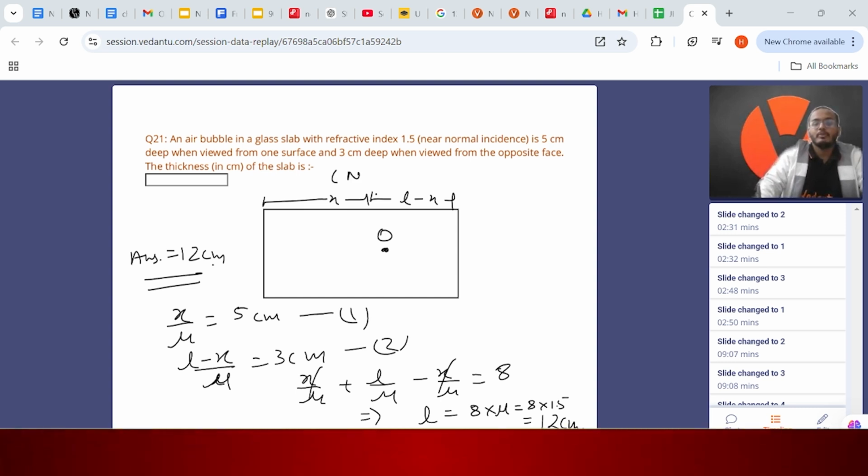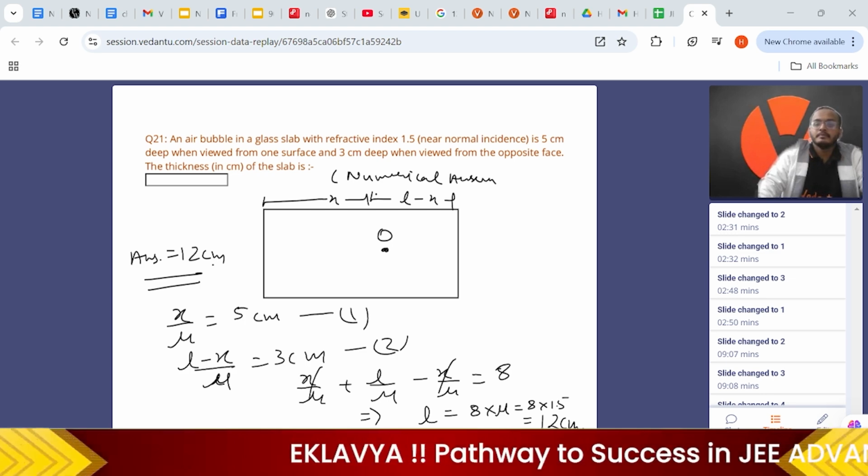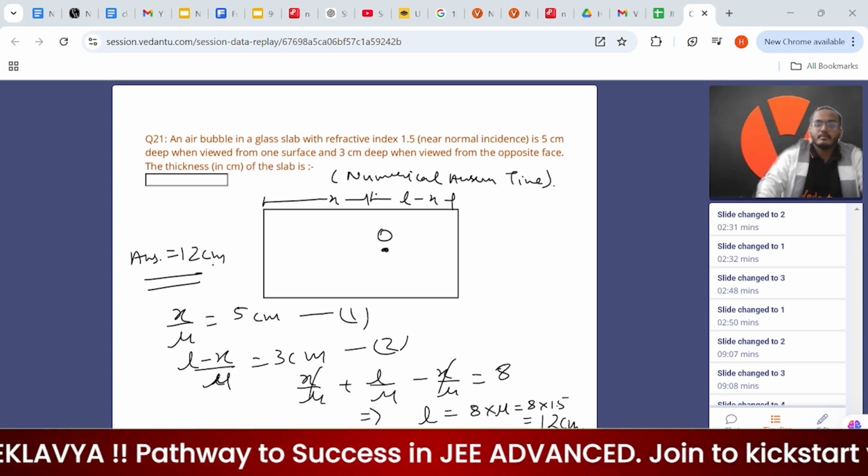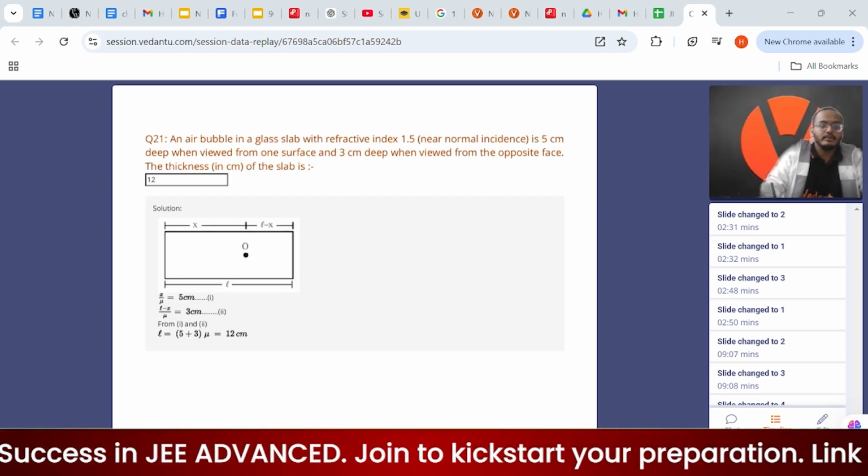This was a numerical answer type question. In JEE Advanced, these types of questions will come.